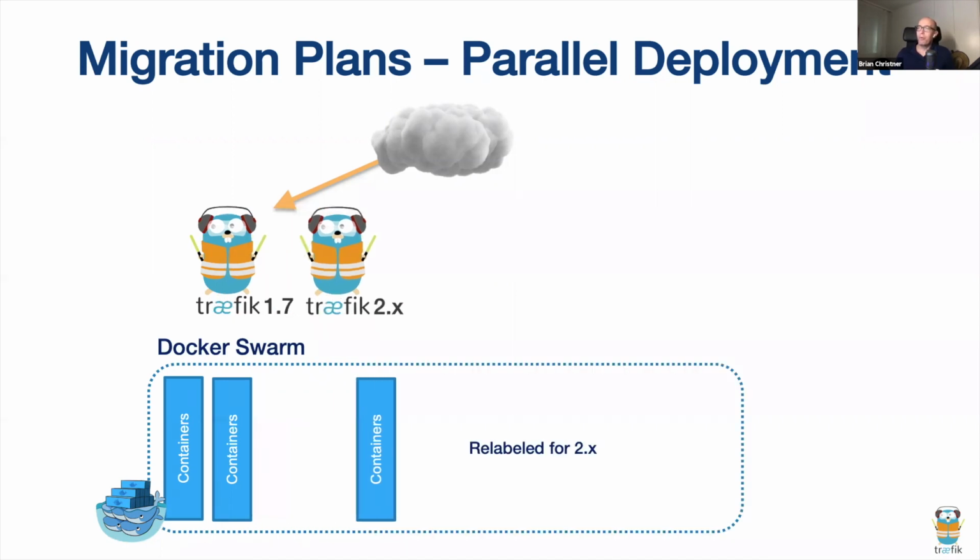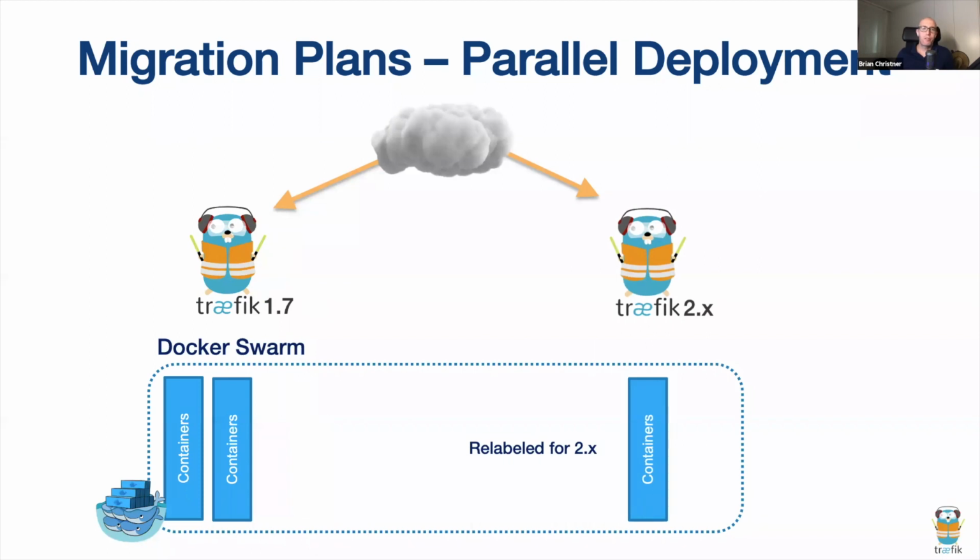For example, when I go to Traefik 2.0, I can actually deploy a second Traefik server running 2.0. I can then relabel these containers and then slowly start porting them over to the Traefik 2.0 server. So that's one option. I think that's quite an easy way to do it.